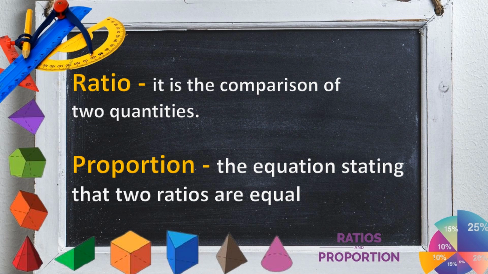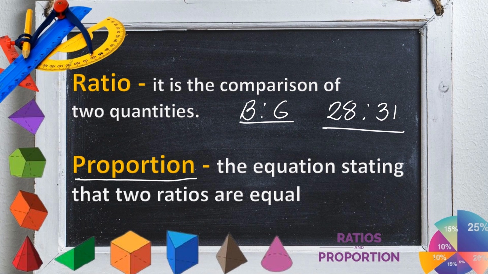When you say ratio, it is the comparison of two quantities. Let's say we're going to compare the quantity of boys to girls. You can have, for example, 28 boys is to 31 girls. So that's a ratio. But if we already have an equality of these ratios, we call it a proportion.